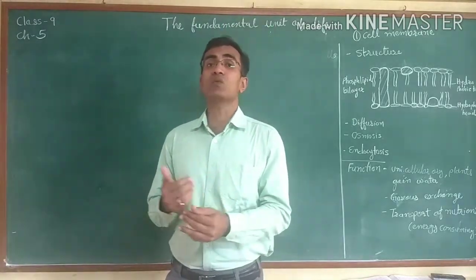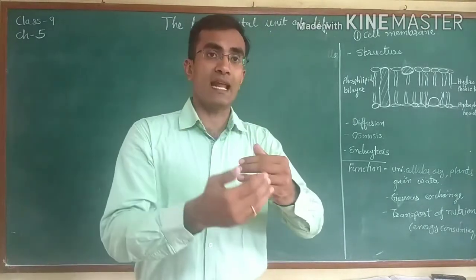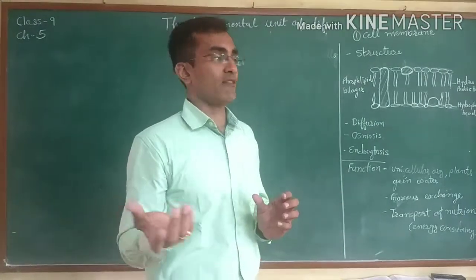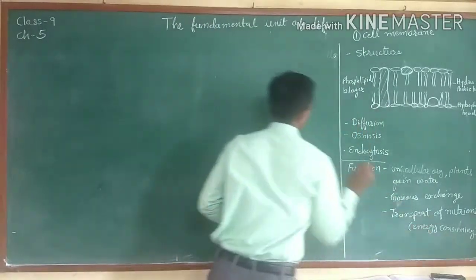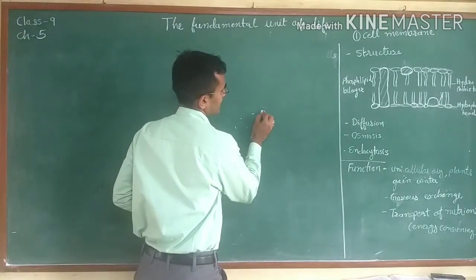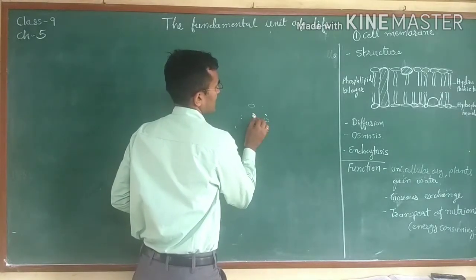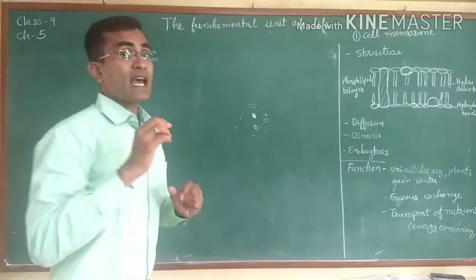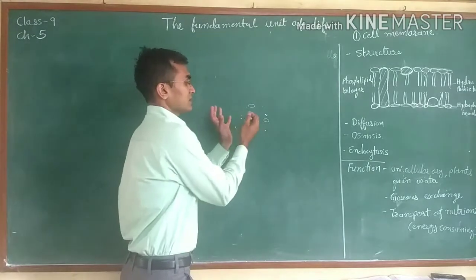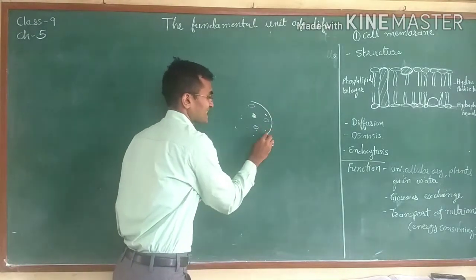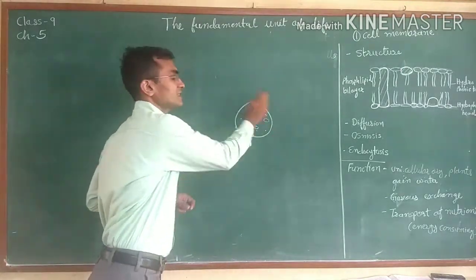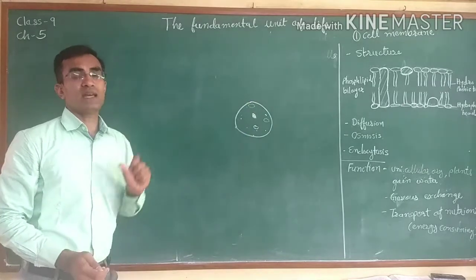The cell membrane is the outermost layer around the cell that separates the internal part from the external environment. Suppose this is the cell, this is the fluid of the cell, and these are some organelles. This is the nucleus. The cell membrane separates these organelles and the cytoplasm from the external environment. That is, it is a kind of layer surrounding the internal matter.